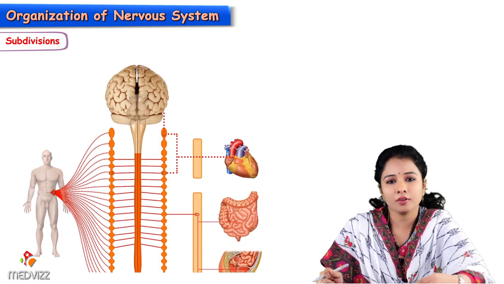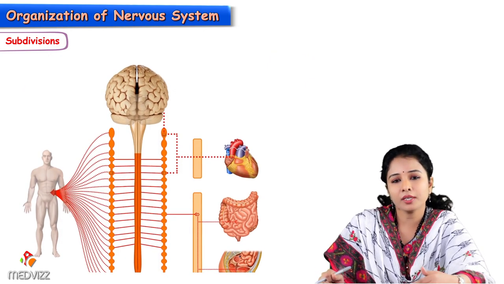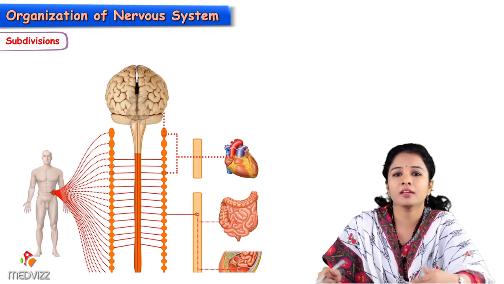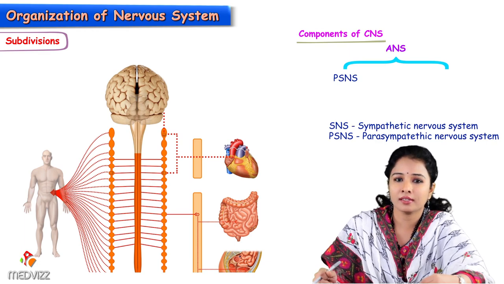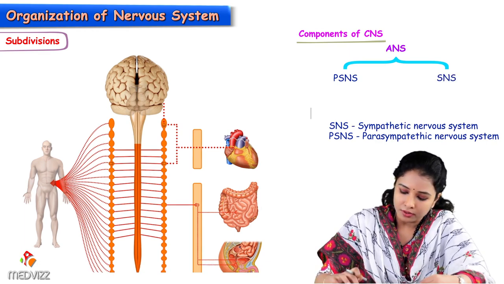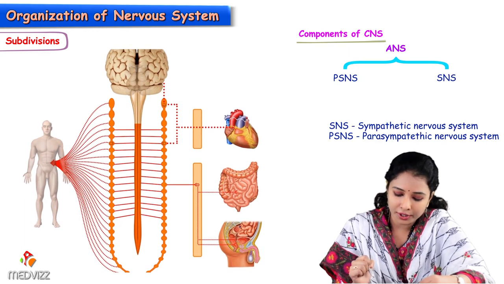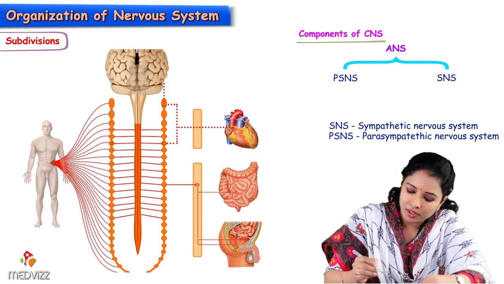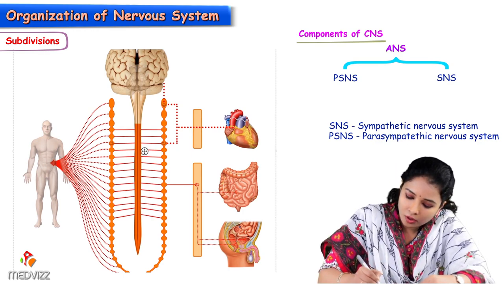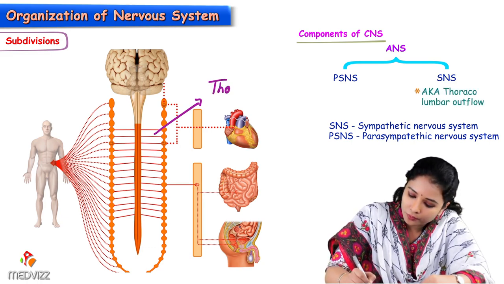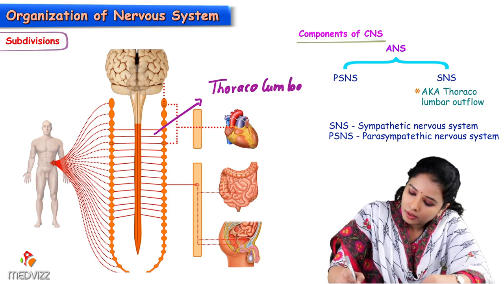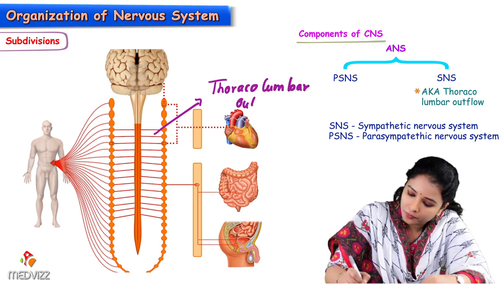Here is the autonomic nervous system. Autonomic nervous system can be further classified into two parts. One is the parasympathetic, the other is the sympathetic. So this is the sympathetic component of autonomic nervous system. The sympathetic component is also called as thoracolumbar outflow.